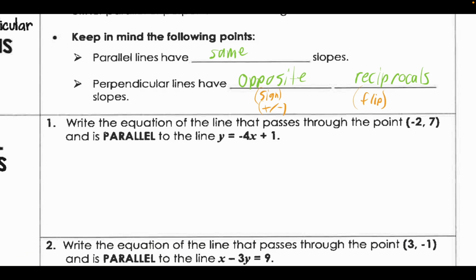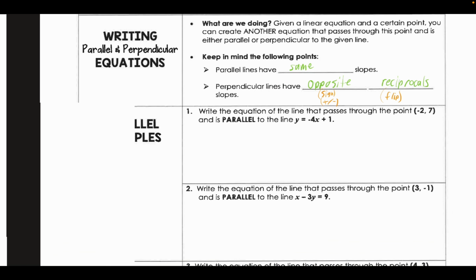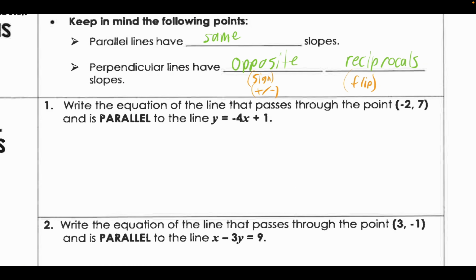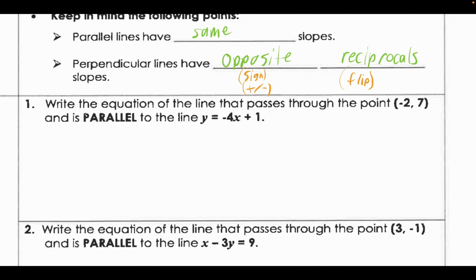So on number 1, clarifying that number 1 and number 2 are for parallel lines, we're supposed to write the equation of the line that passes through this point, negative 2 comma 7. So that's going to be our x1 and y1. And it is parallel to this line, y equals negative 4x plus 1. Well, in order to write our equation in slope-intercept form, we need to first have a slope. And we don't have a slope.